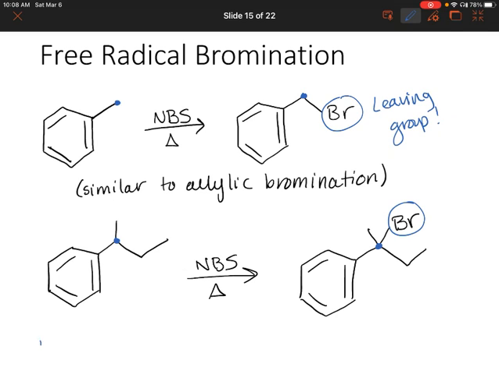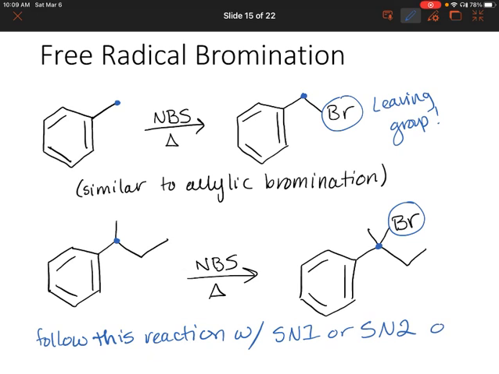So we could follow this reaction with an SN1 or SN2 reaction or a Grignard reagent. So once you add that bromine onto the benzylic position, you could then maybe add another group in there through substitution or through a Grignard reagent.